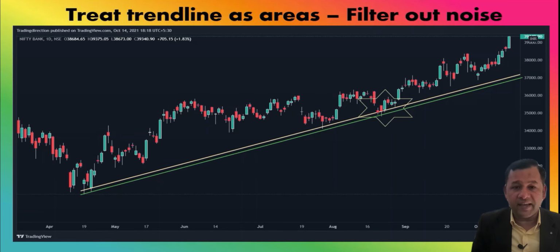Treat trendlines as areas to filter out the noise. Instead of one strict line, you should treat it like an area, and you can draw two adjacent trend lines to filter out the noise, especially the wick formation. On this wick only the novice trader enters for the short and makes mistakes, whereas the professional trader waits here, and once the wick forms they take the long entry, and there they begin making profit.